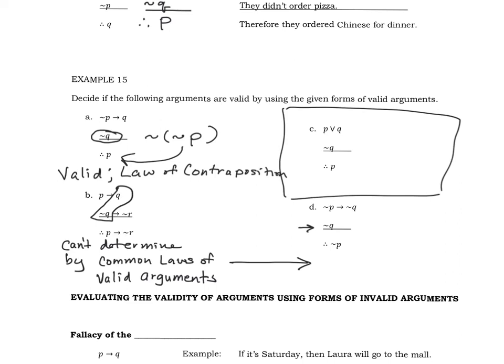Okay, so let's look at C. We have P or Q. Well, not Q, so Q didn't happen. So if Q didn't happen, therefore P would happen. Now remember how we said that it could be either the not P or we could use the not Q, and if you had the positive of the P or the Q there, then we could say yes, that is valid by law of disjunctive syllogism.